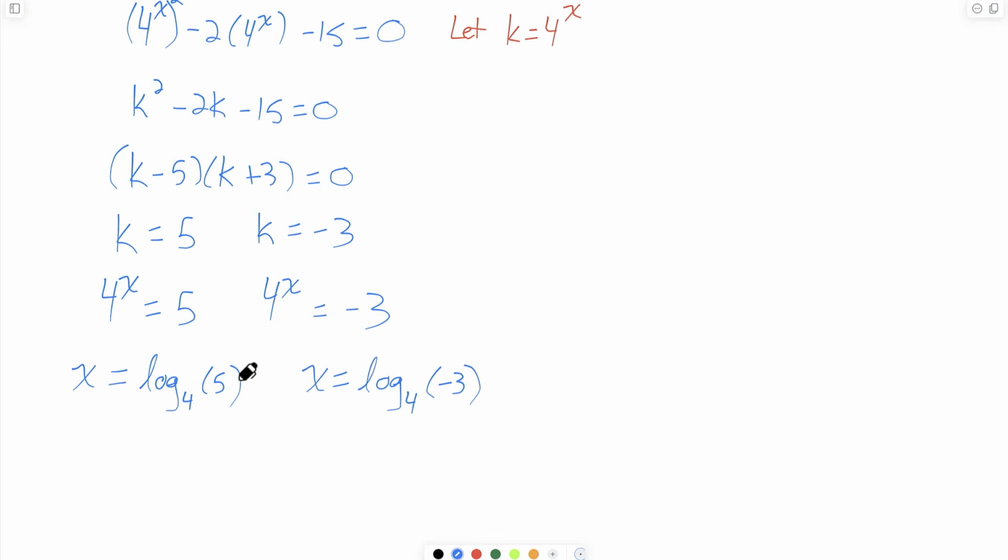Well, I know this isn't going to be possible. No matter what exponent I put on 4, it's still going to be positive. And another way I know this isn't possible is because the argument of a logarithm has to be positive. So I know for this one, there is no real solution. But log base 4 of 5, well, that's going to be 1 point something. I'll have to use my calculator to figure that out. I get about 1.161.